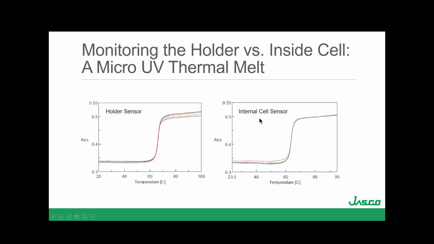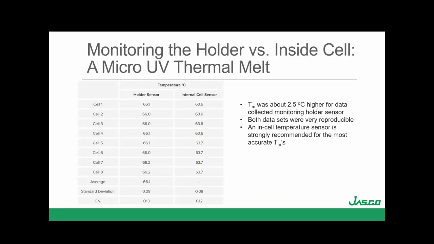Well, they look pretty darn similar. Let's look at the actual Tm calculations. A quick glance down here, we can see we're right around 66.1 for the holder sensor. For the in-cell sensor, however, we're about 2.5 degrees lower. Both data sets show up really reproducible if you look at the numbers. So great reproducibility, very low standard deviation and CV, but it's clear that the in-cell temperature sensor is going to give you the most accurate Tms.